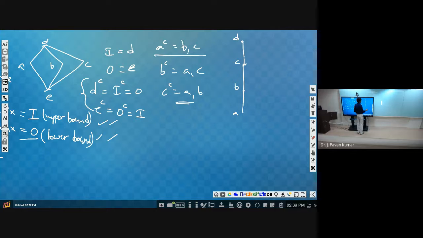Now, the upper bound is I, which is nothing but D. The lower bound is O, which is nothing but A. Now you say, what is the A complement?